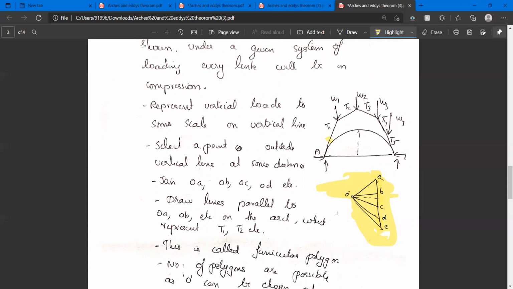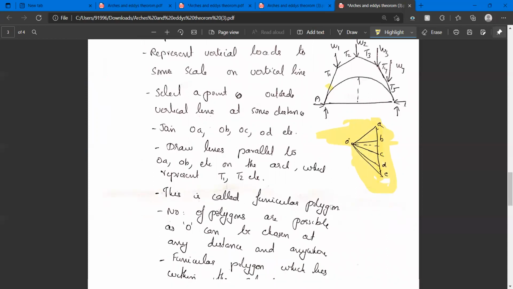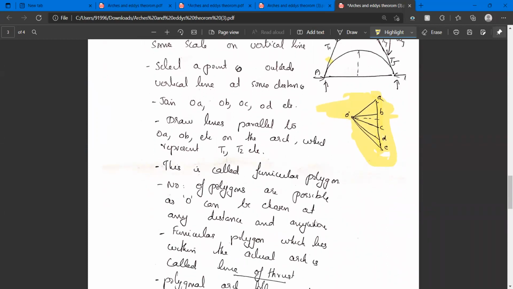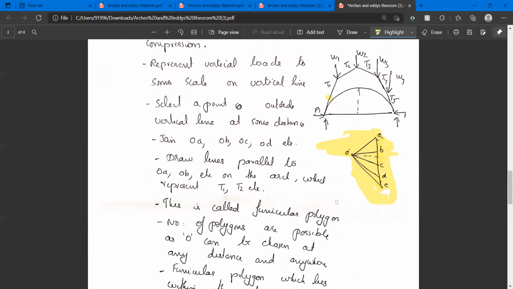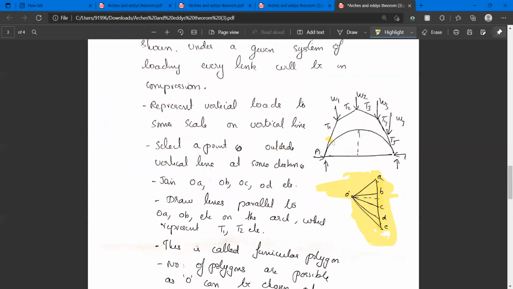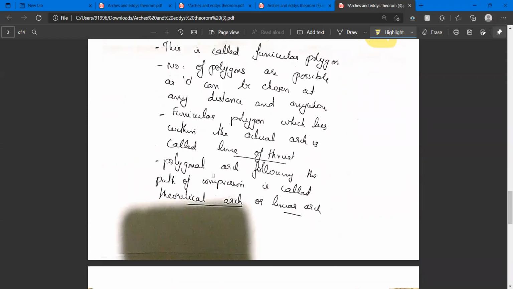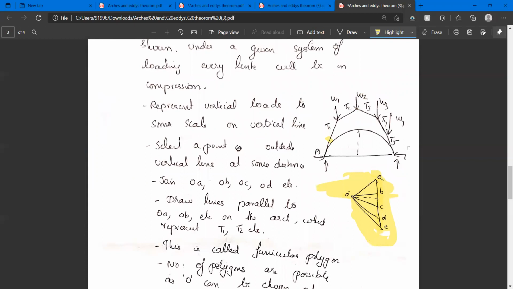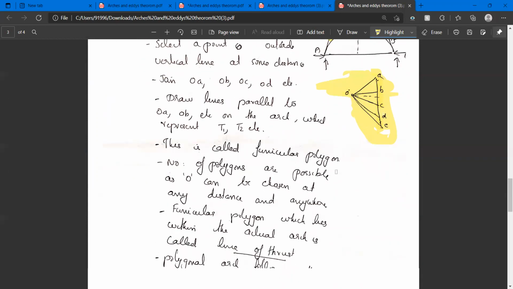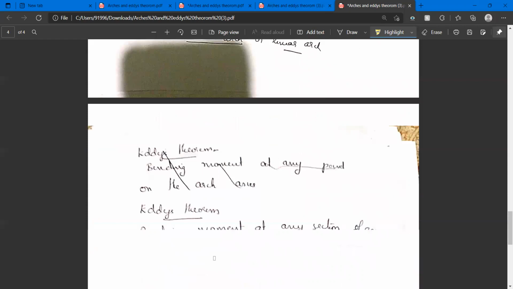A number of polygons are possible, as O can be chosen anywhere, at any distance. Funicular polygon which lies within the actual arch is called line of thrust. That is, this line T1, T2, T3, T4, T5. Polygonal arch following the path of compression is called theoretical arch or linear arch. That is, this line T1, T2, T3, T4, T5 is called line of thrust, linear arch or theoretical arch.